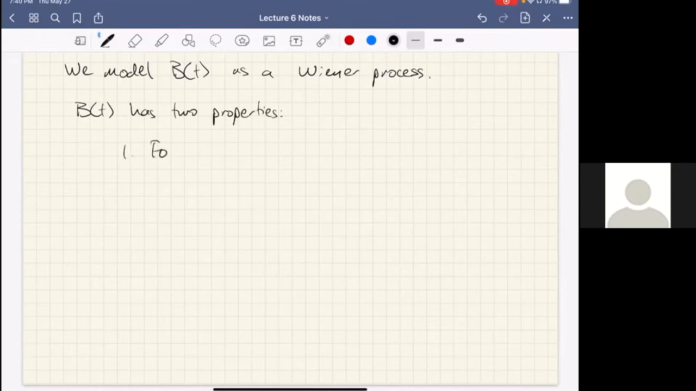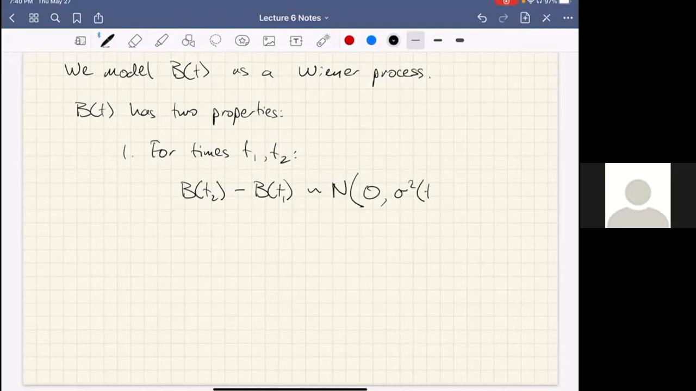First, for times t1 and t2, the increment in B from t1 to t2, which I'm going to call B of t2 minus B of t1, is a random variable. Each of these positions is random at t2 and t1. The difference between them is going to be a Gaussian random variable. So N means this is the Gaussian distribution with mean zero and some variance sigma squared times t2 minus t1.